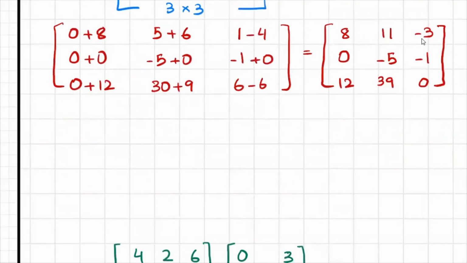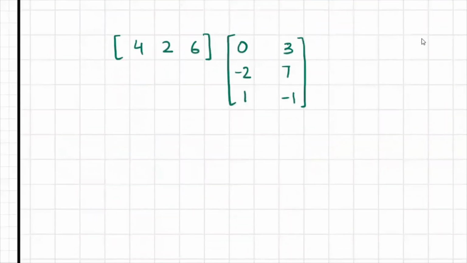Okay, let's look at the last one here. The last one has a matrix that is 1 by 3, and this over here is 3 by 2. Okay, the inner dimensions are the same again. What am I going to form? I will be forming a 1 by 2 matrix. All right, so let's start multiplying them.